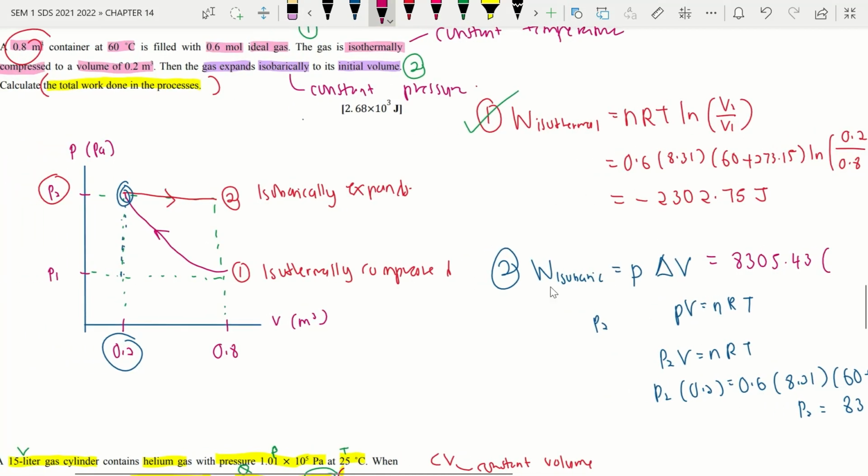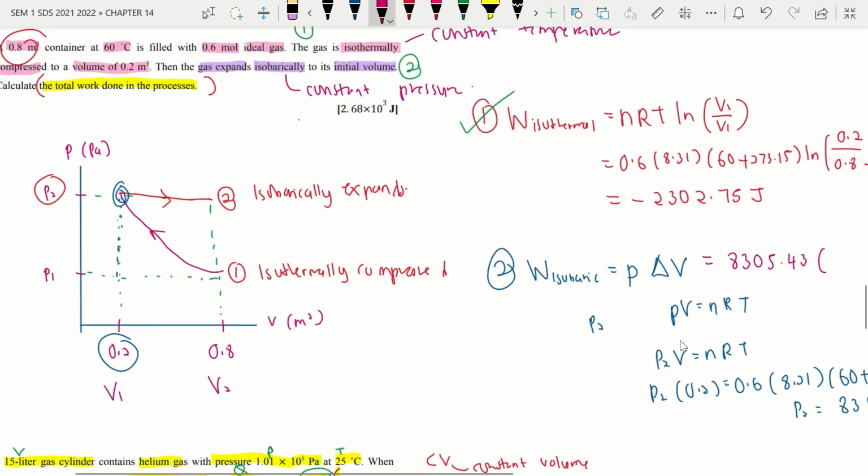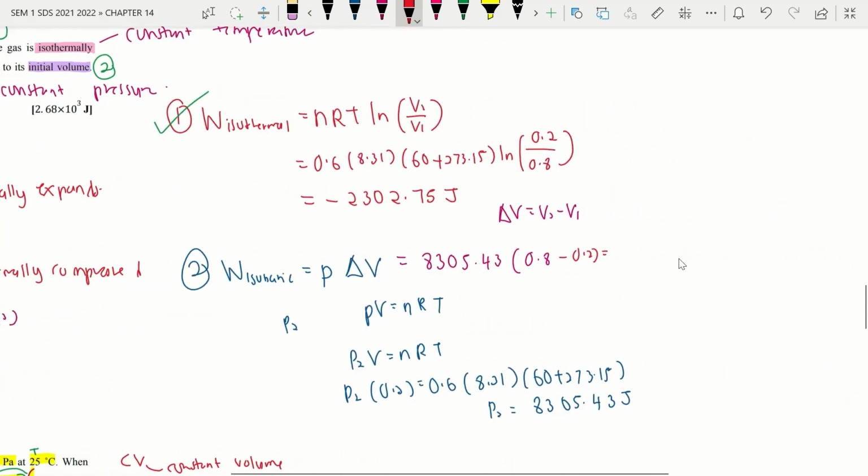Okay, change in volume for isobaric, it expands. So it expands from the volume of 0.2 to volume 0.8. So change in volume is final volume minus initial volume. So our final volume is 0.8 and our initial volume is 0.2. So your work done for isobaric process is 4983.26 joule. So we are done looking for work done for isobaric process.